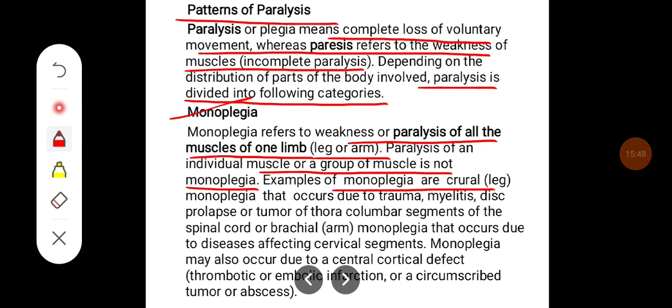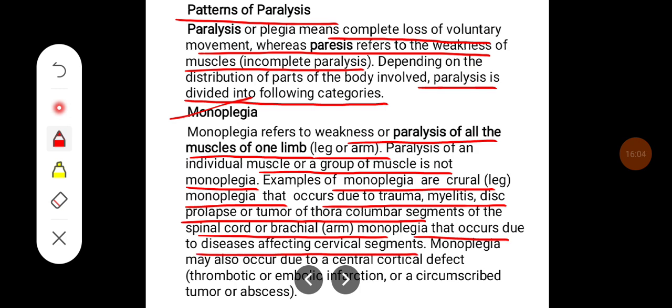Examples of monoplegia are crural monoplegia that occurs due to trauma, myelitis, disc prolapse or tumor of the thoracolumbar segments of the spinal cord, or brachial monoplegia that occurs due to disease affecting the cervical segments. Monoplegia may also occur due to a central cortical defect, that is the thromboembolic phenomenon or infarction, or circumscribed tumor or abscess at the cortex.